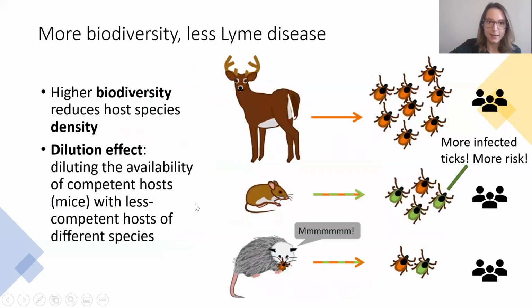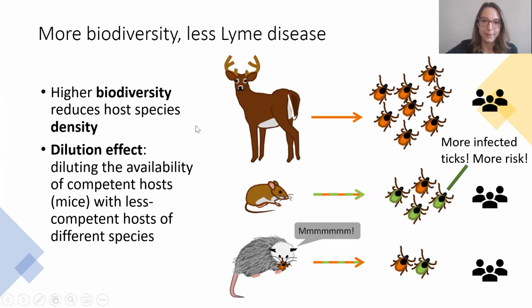Let's look at that again. So another key point to take away from this is what we call the dilution effect. And I think someone may have touched on this in the comments, because the more biodiversity you have, the more that this reduces density and the more that dilutes the pool of competent hosts that, let's say in this example, a tick would want to encounter.